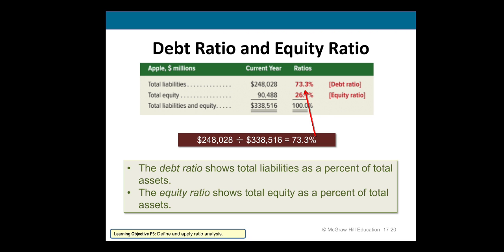If their debts are more than 50% of their asset, then you can imagine it is difficult for the business to survive in the future. The second ratio related to solvency is the equity ratio. The formula to calculate the equity ratio is total equity of a business divided by the total asset of the business. This ratio shows the total equity as a percent of total asset.